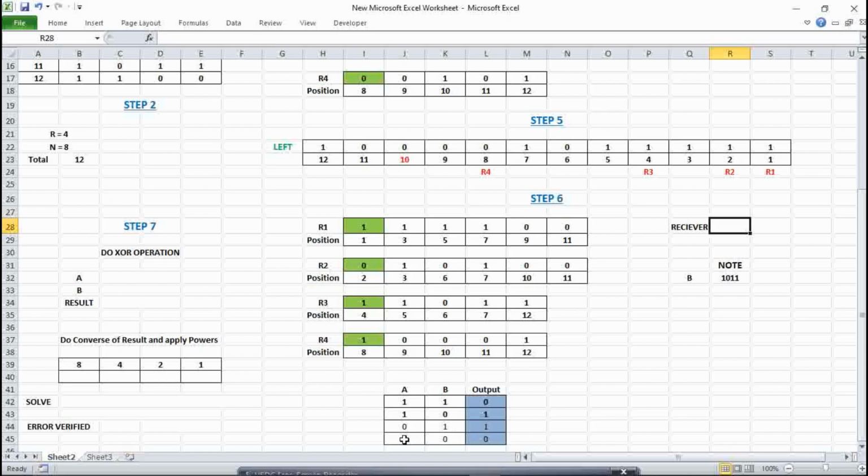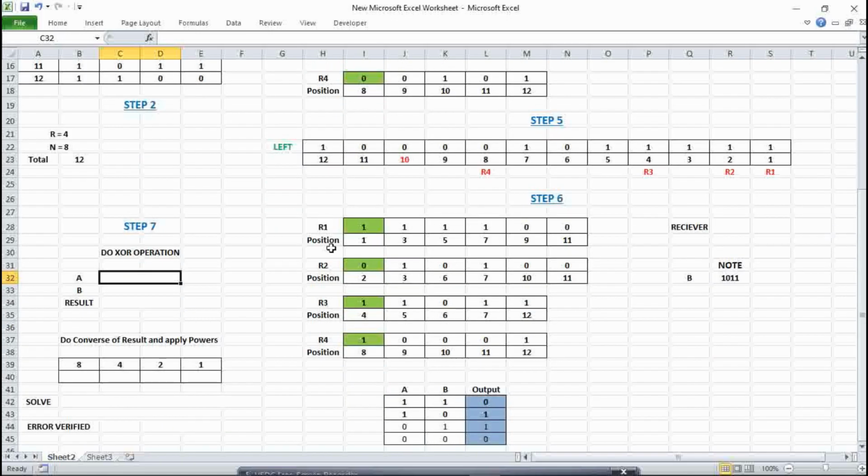And look, if two digits are similar, 1 1, the output will be 0. 0 0, both are similar, the output will be 0. If one is different from the other, the output will be 1. So 1 0 gives 1, 0 1 gives 1, and 0 0 is similar, so the output will be 0. 1 1 are similar, the output will be 0, because we do this step in the XOR operation.